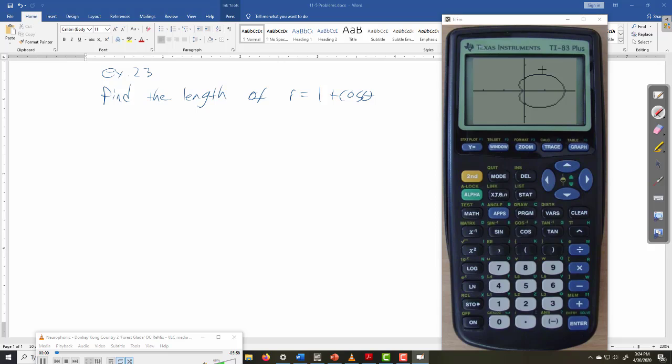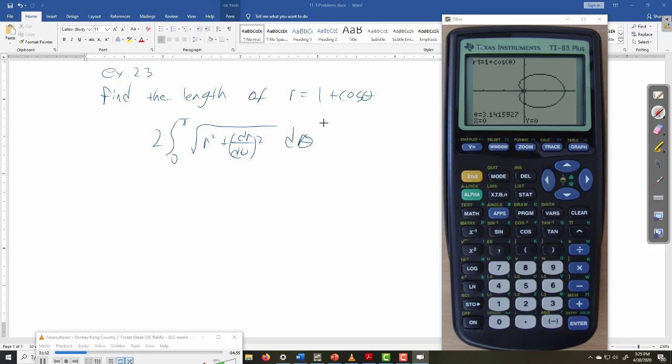Alright, so we want to go basically from here to here. We could, again, find half of it and double it. I think I might do that. Looks like from 0 to pi would get a full half of it. If we look at trace, there's 0. We go all the way over to pi. Yeah, we get right there. So let's just do that. 0 to pi times 2. And we're looking at the square root of r squared plus dr/dθ squared, dθ.